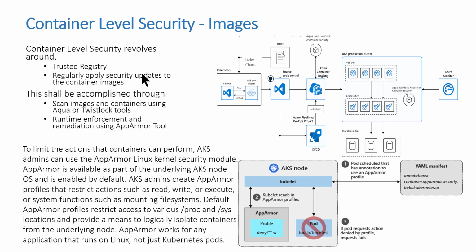Moving forward, now we get to the next layer, which is container-level security, as I mentioned earlier, where we are talking about images. Why are we talking about images? Because containers are pretty much just software, right? We are deploying software images into the AKS cluster.